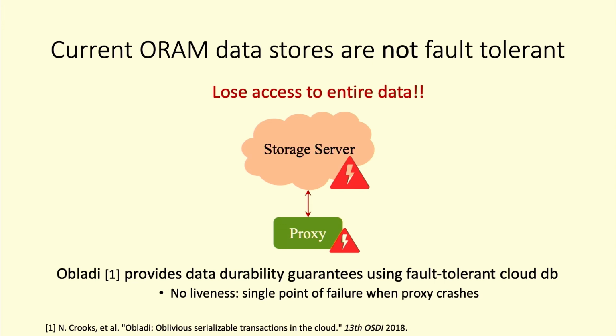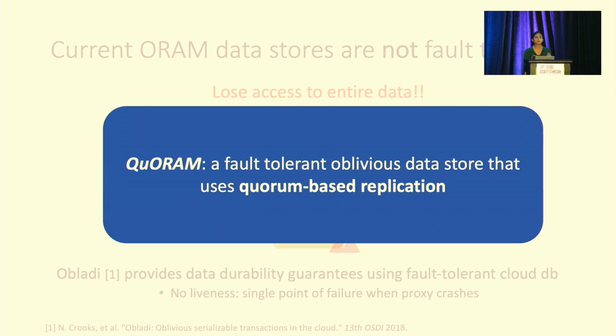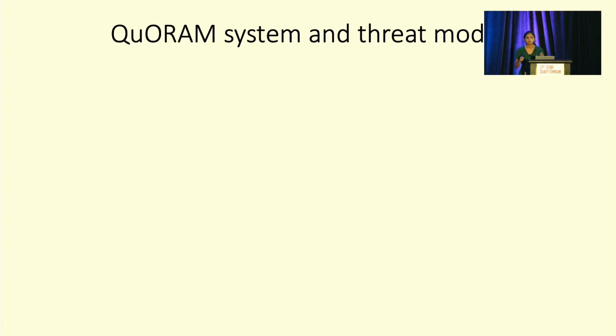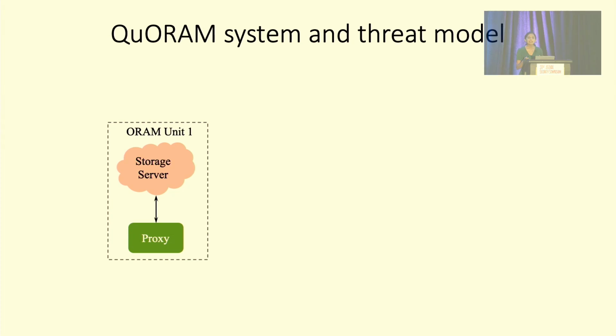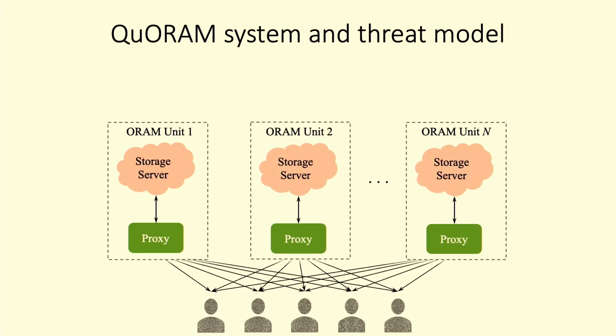So given the issue with these solutions, in our work, we propose QuORAM, which is the first fault-tolerant and replicated ORAM data store, which uses a quorum-based replication protocol. QuORAM's system and threat model looks like this. Because if the server or the proxy crashes, I lose access to data, we bucket them together in a single unit and replicate the data across n such units. And the clients have an all-to-all communication with the proxies in the system.